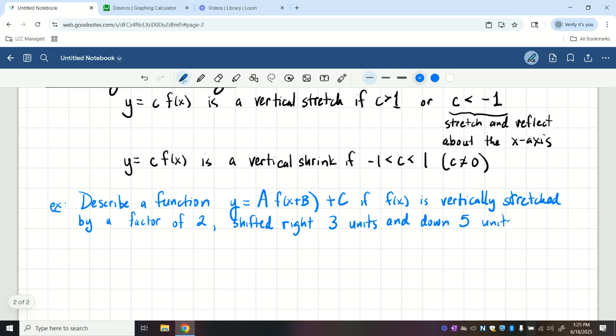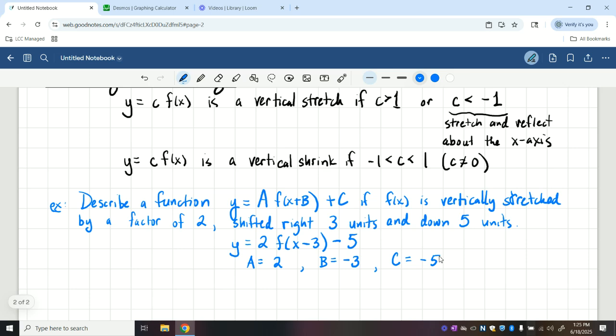Now my open math is going to ask you what's a, what's b, what's c. So we're going to write y equals, I'm stretching by a factor of 2, so that means a is going to be 2. I'm going to the right 3 units. To go to the right, it's got to be x minus a number, so it's going to be x minus 3, and then down 5 units, so that's going to be minus 5. So if we put those in my open math, a is 2, b is going to be negative 3, and c is going to be negative 5. That's what you would answer on my open math.